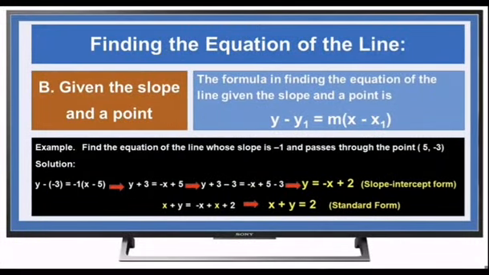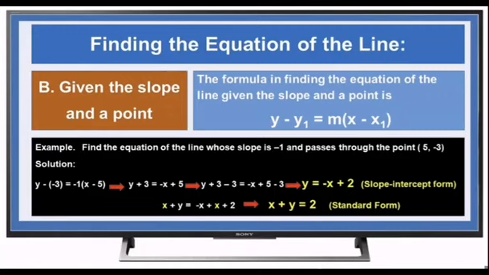The second way of finding the equation of the line is when the given are the slope and a point. In this method, we have another formula, and this is y minus y sub 1 equals m times the quantity x minus x sub 1. Example, find the equation of the line whose slope is negative 1 and passes through the point 5, negative 3.